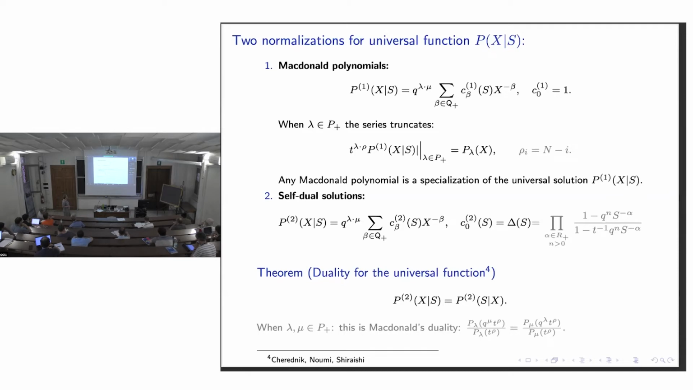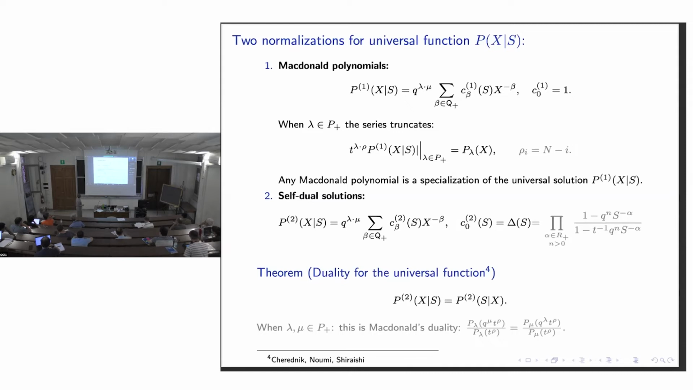And if you normalize C0 to be delta, then P2, they're self-dual. So if you exchange the parameters x and s, you have this symmetry. This is called the Macdonald duality. So Macdonald didn't write it this way.